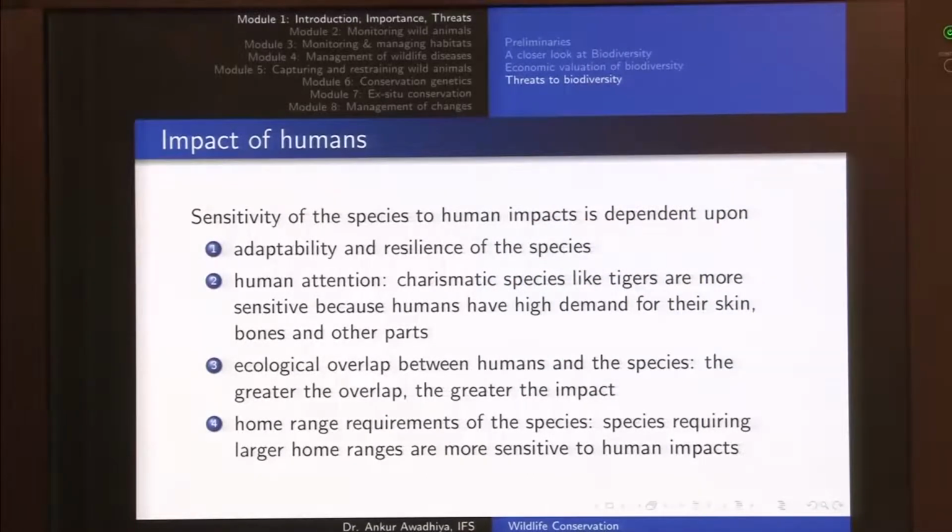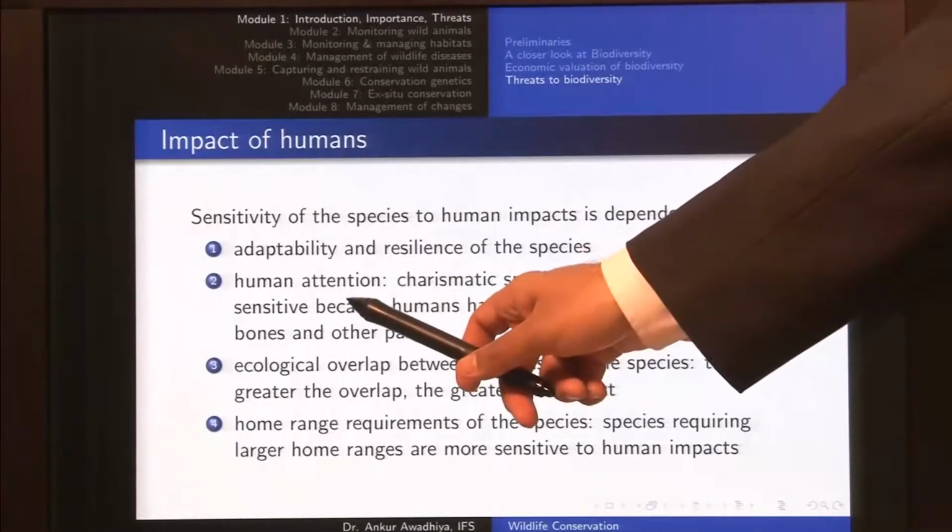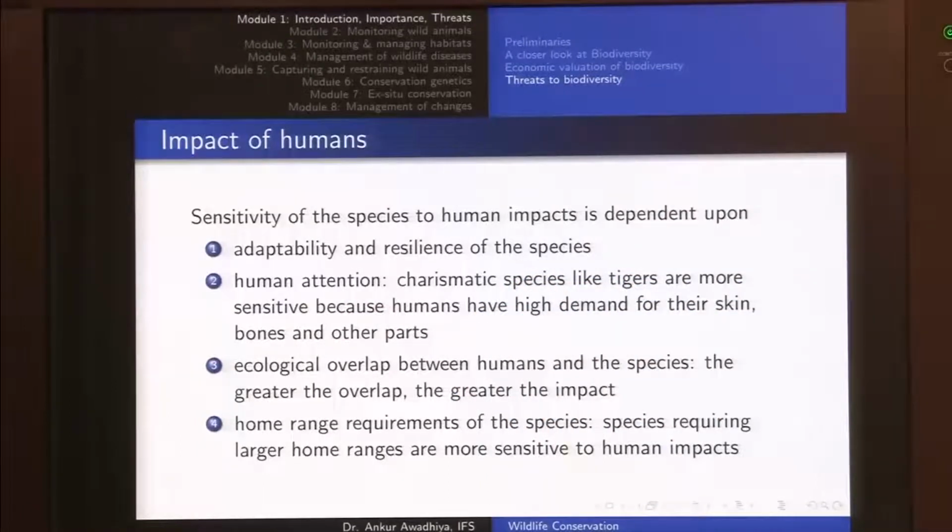Next, we have human attention. So, charismatic species, most of our flagship species are charismatic species such as tigers or polar bears or animals such as say dolphins, and because they capture human attention, they also become more sensitive because humans have a high demand for their skin, bones and other parts. So, a short while back we had a situation in which there was a very famous lion by the name of Cecil the lion in Africa, and that lion was poached for its trophy. So, species such as lions, because they garner human attention, become more sensitive to the impacts of human beings.